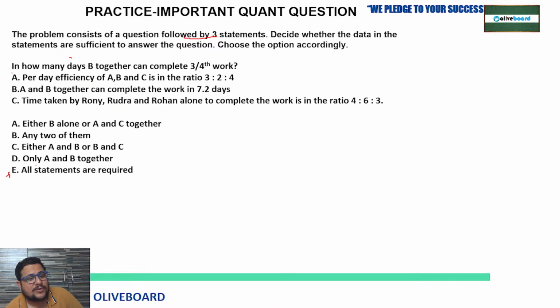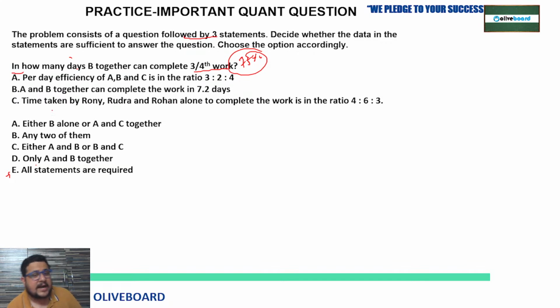Now let's move on to the question. In how many days can B complete 3/4 work? 3/4 means 75% work. So if we are able to calculate the total work, we can easily calculate in how many days B will complete 3/4 work.